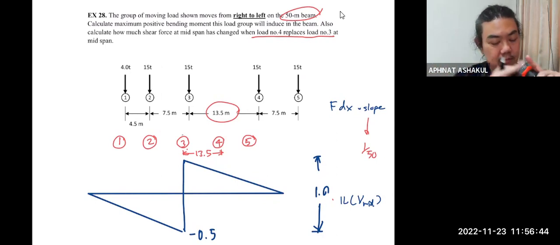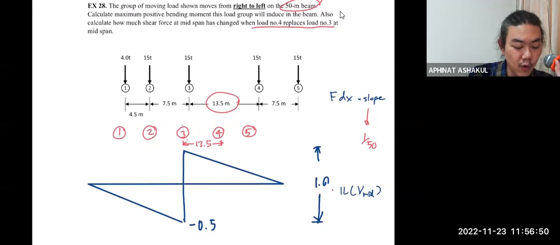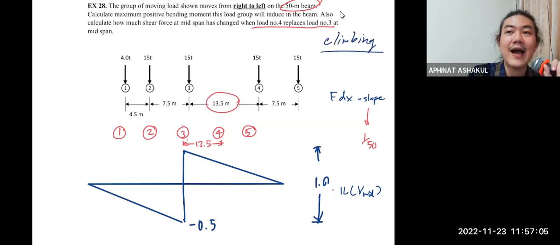Okay, now take a look at this. When the load moves to the right, you can see everyone is climbing up the slope.